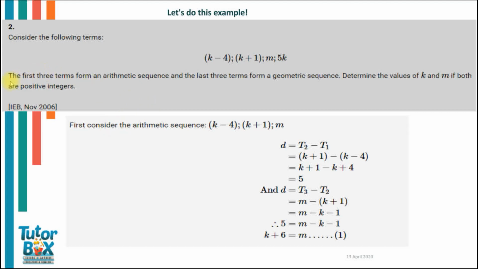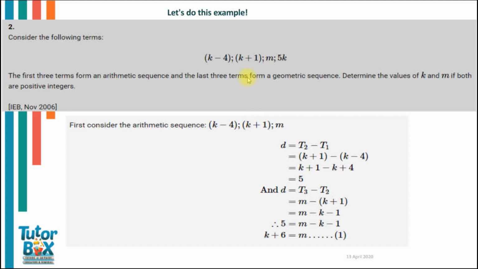Whew, that's a lot. Okay, so the first three terms form an arithmetic sequence. So this term and that term form an arithmetic sequence, and then the last three terms form a geometric sequence. Let's just break it down. Let's first look at the arithmetic one. So k minus 4, k plus 1, and m form an arithmetic sequence.